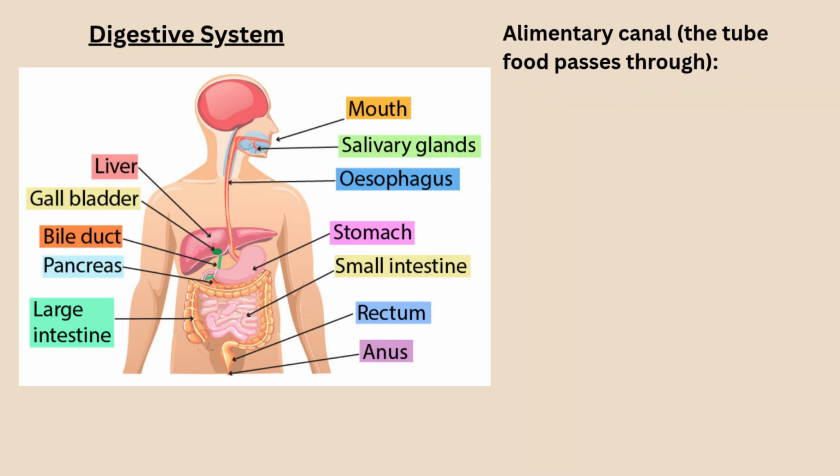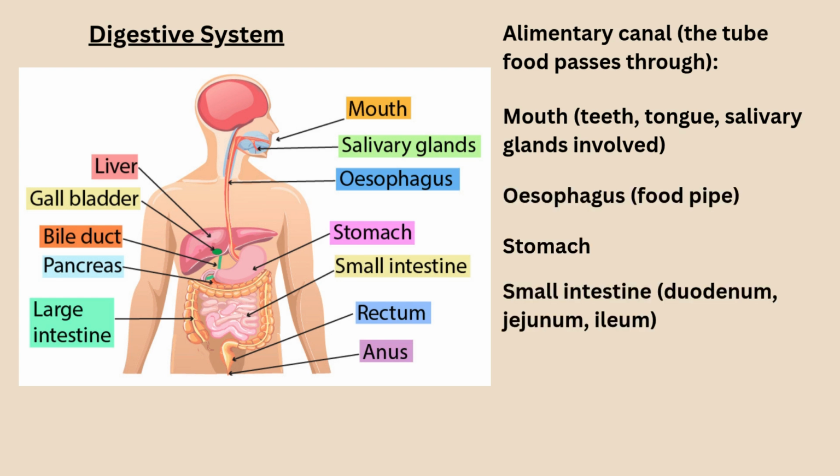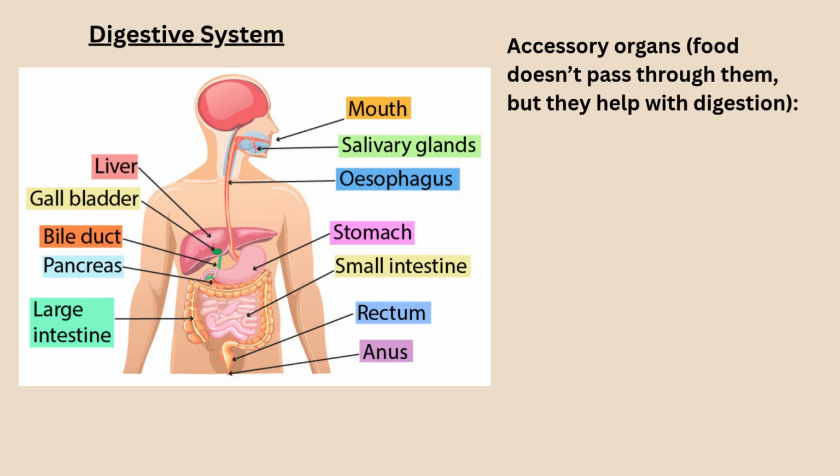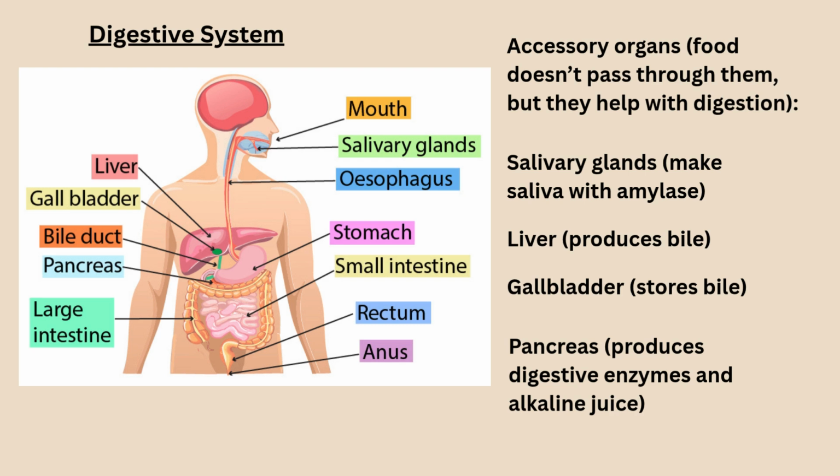The alimentary canal is a tube through which food passes, and this includes the mouth, esophagus, stomach, small intestine, large intestine, and anus. Accessory organs, the food doesn't pass through them, but they help with digestion. These include the salivary glands, liver, gallbladder, and pancreas.